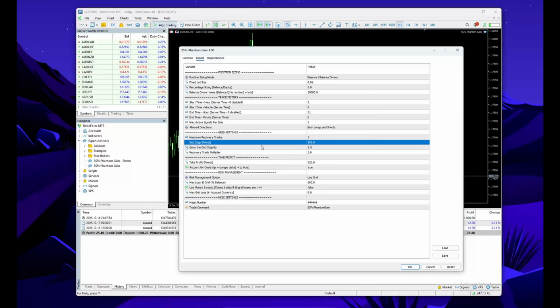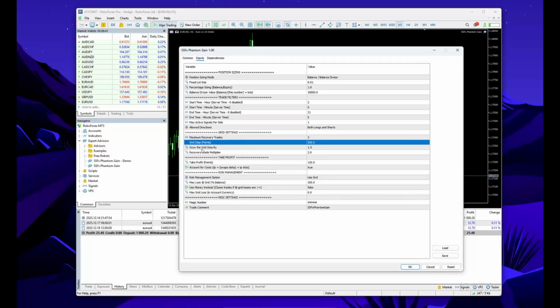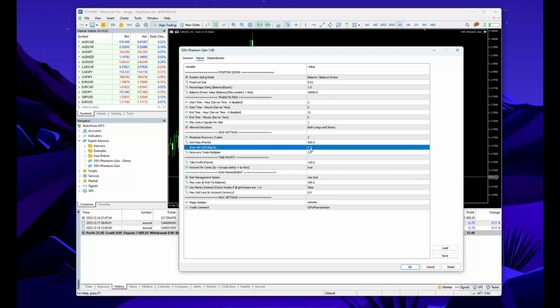That setting works in tandem with the grow your grid step by factor, and this setting essentially controls how fast we modify the grid step points, and there's actually a formula behind that. In this case, we have set it to 1.5, but I'd like to walk you through the different variations so that you can get a better understanding of how that works.